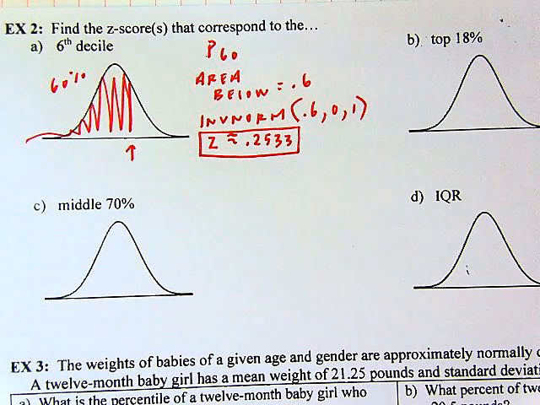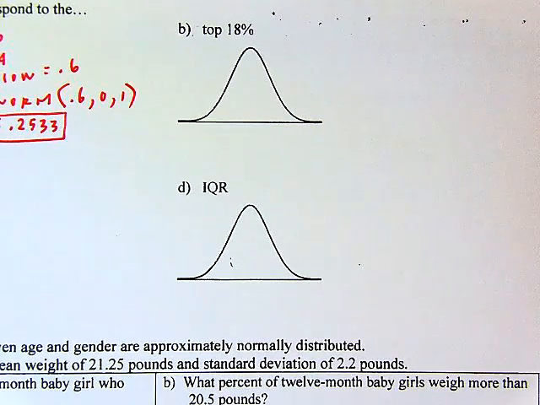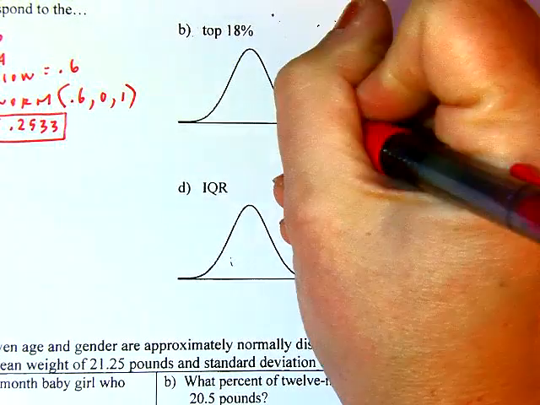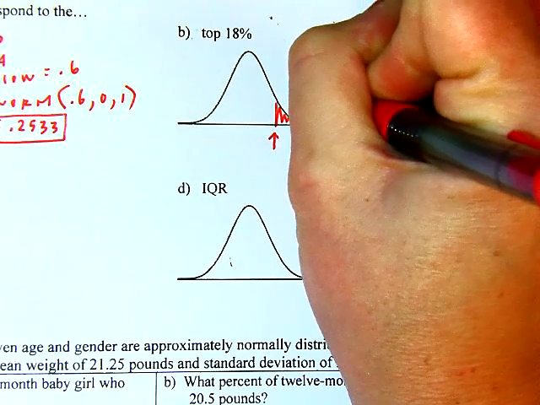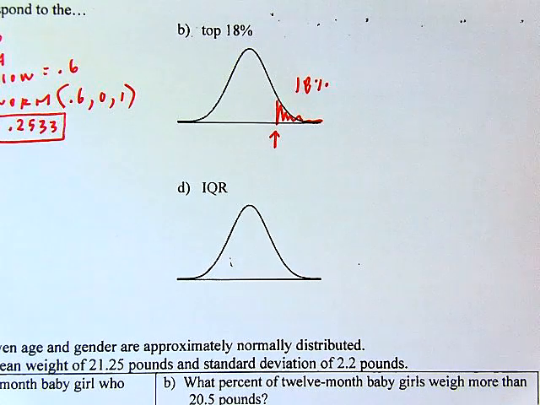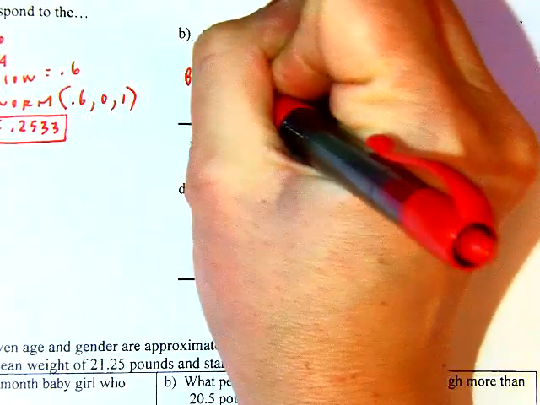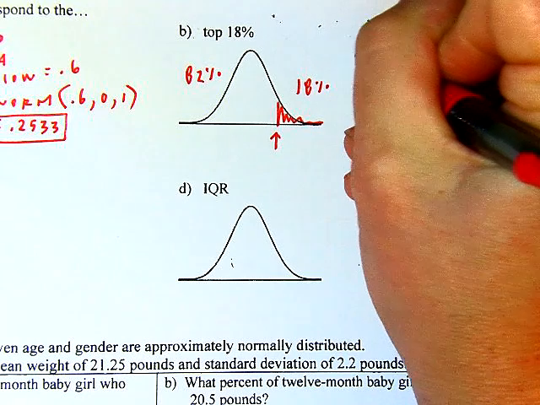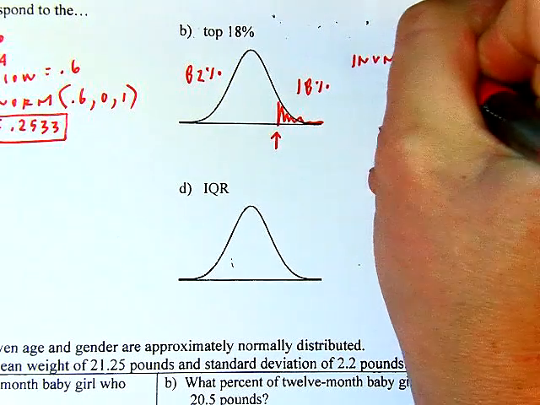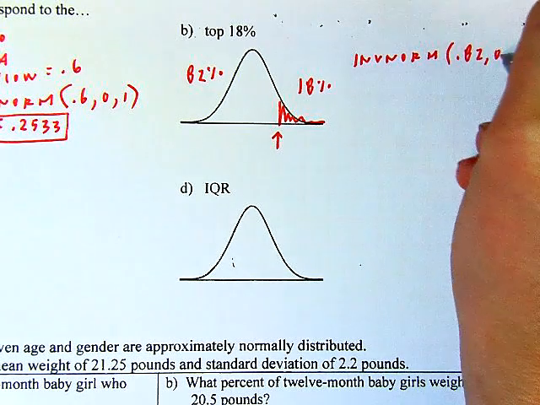All right, so next up, how about the top 18%? So here I'm looking at, what's that top 18%? Let's shade an approximation. So here's that top 18%. We know that if that's the top 18, that's the same as the bottom 82%. So if I'm using one of those older calculators, I could say inverse norm, 0.82, 0, 1.